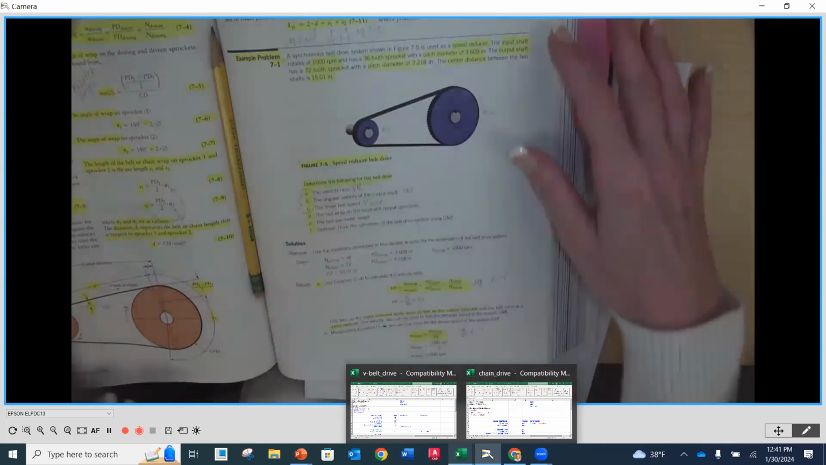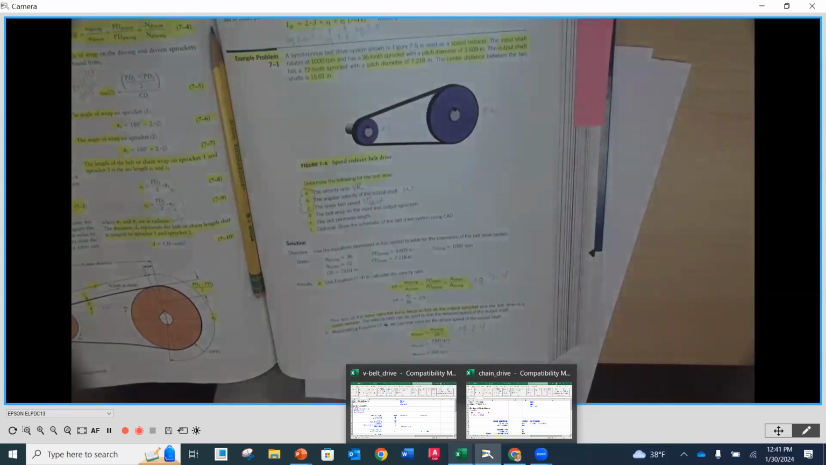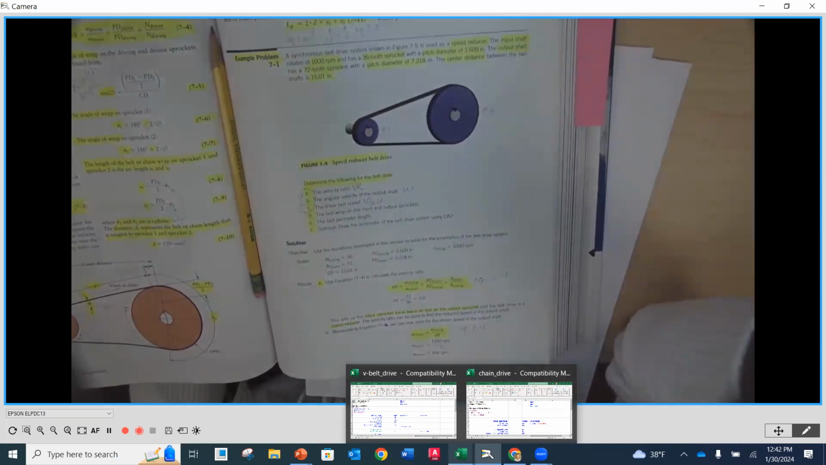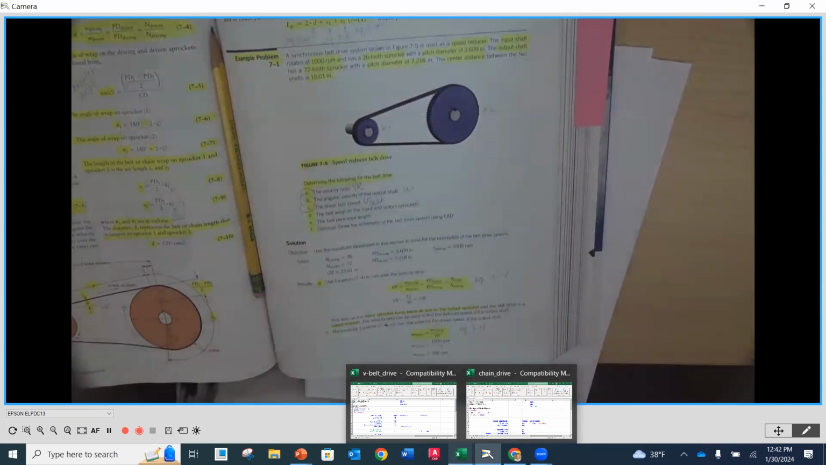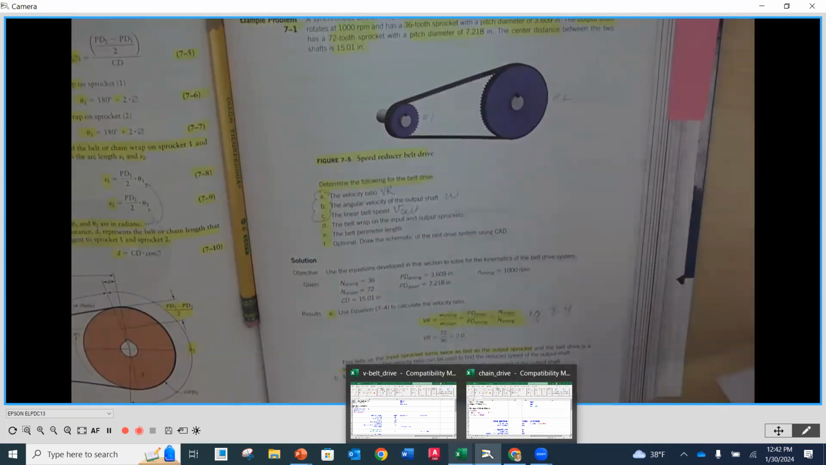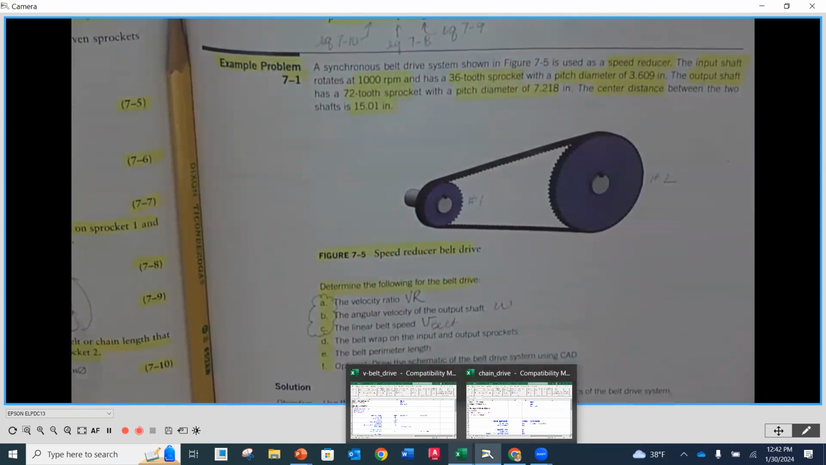Okay. All right. So here we are on example number 7.1. This is going to be one of the practice problems that you're going to do for me. So if you want to grab out a piece of paper, this is going to be one that we're going to be doing by hand. We're not doing the whole problem. We're just going to do the kinematics part of it so we can practice using the velocity ratio, the angular velocity, and also the linear speed of the belt. I want to make sure we have that under our belts, and that we're familiar with these equations.